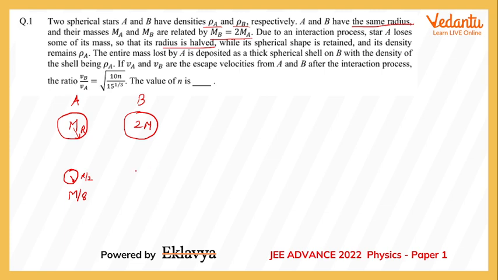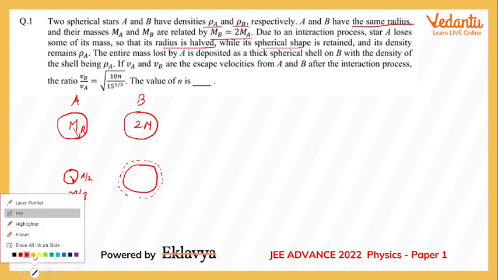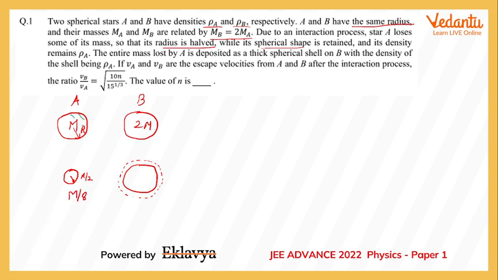So if radius has become half, mass will become 1 by 2 cube of the previous value, that is m by 8. While its spherical shape is retained, the question says the density of A remains same. The entire mass lost by A is deposited as a thick spherical shell on B. So B was as it is, and the mass that was removed from A has been deposited on B, keeping the density same as A. If I represent A with green color to represent its density, here we have used the same density.